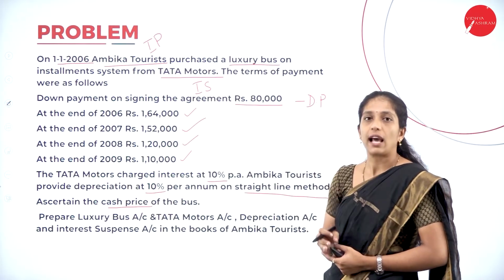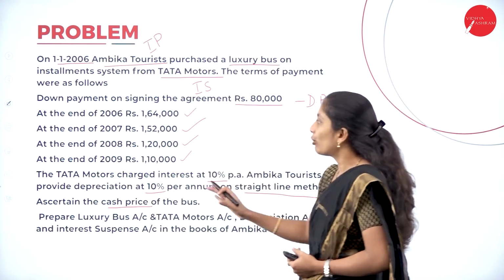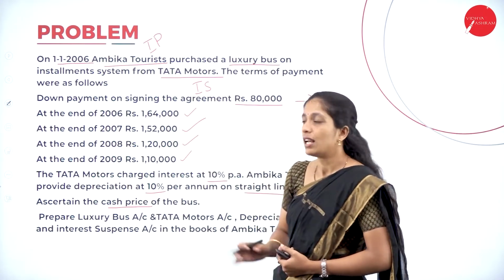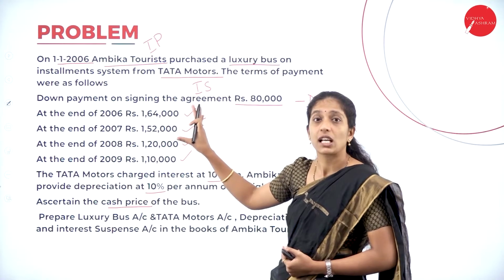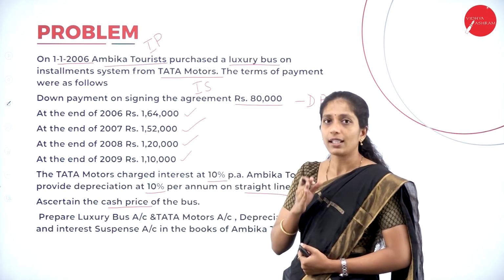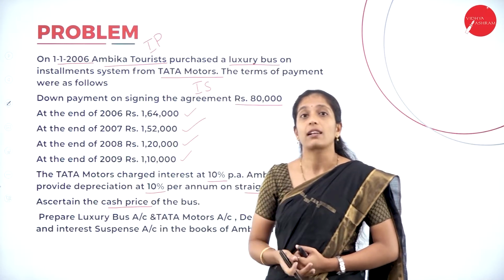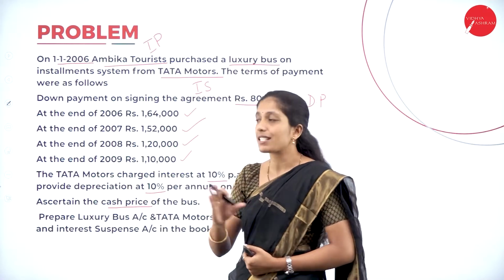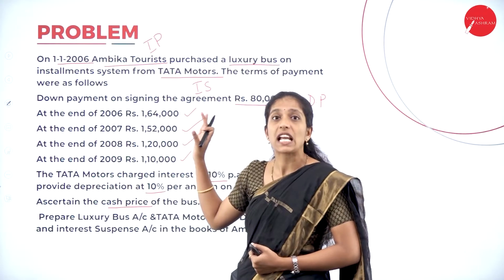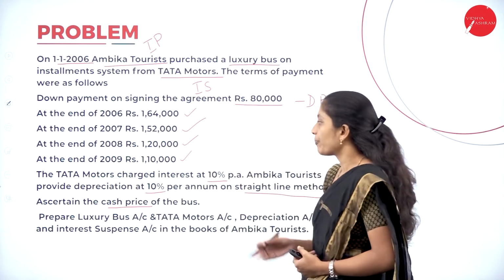First we have to calculate the cash price of the bus including these installment amounts. Now, this installment amount includes interest also. Clear? So whenever they give this type of problem where we have to calculate the cash price of the asset, it means that this installment amount is inclusive of interest.